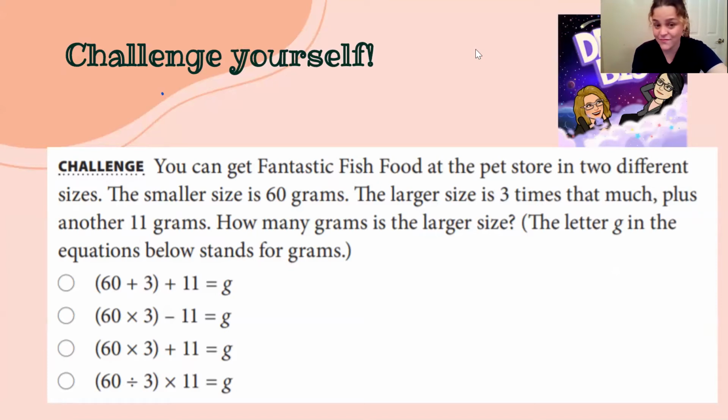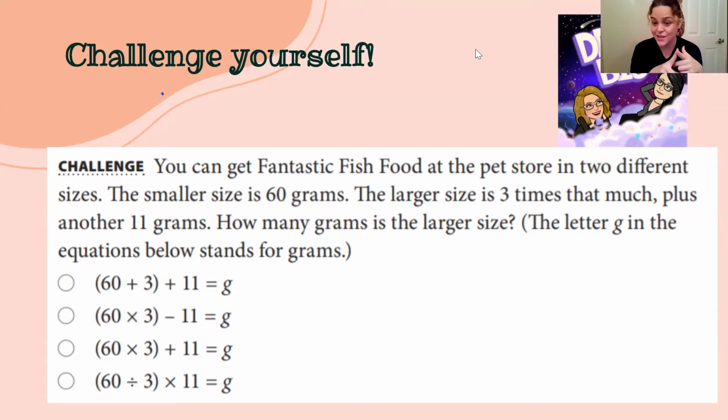So here it is. You can get fantastic fish food at the pet store in 2 different sizes. The smaller size is 60 grams. The larger size is 3 times that much, plus another 11 grams. How many grams is the larger size? The letter G below stands for grams.